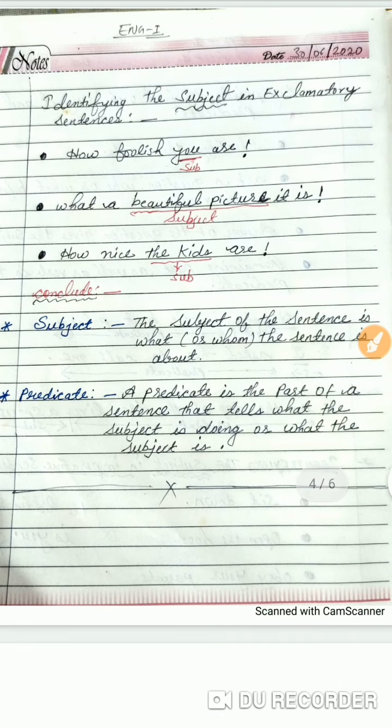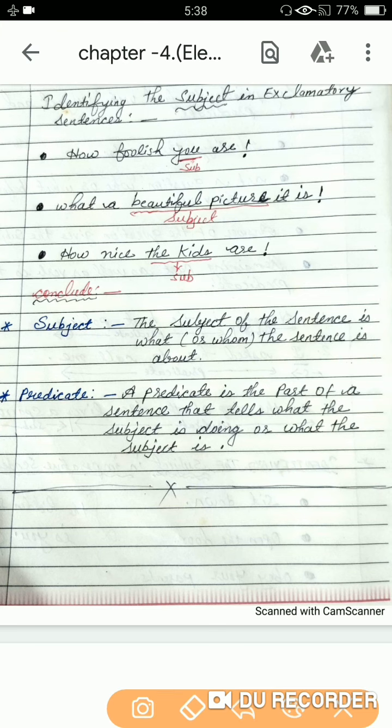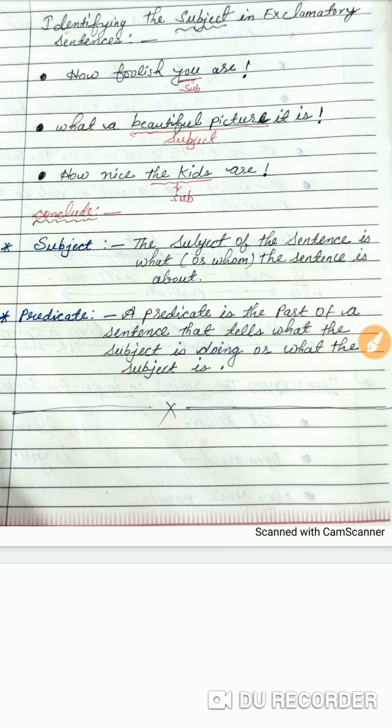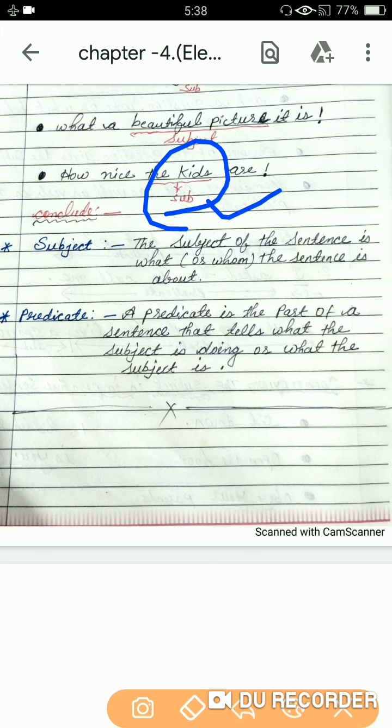Second, what a beautiful picture it is. So here in this sentence we are talking about a picture, and the picture is beautiful. So this will be our subject, beautiful picture. How nice the kids are. So in this sentence you can ask a question, who are nice? Then the answer will be the kids are nice. So that will be our subject.